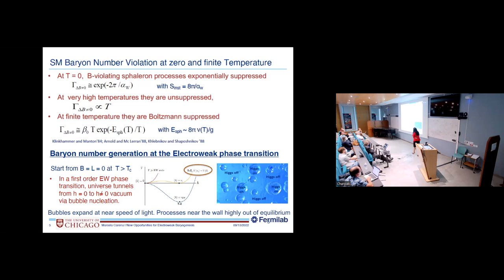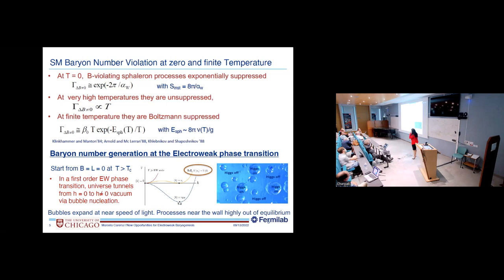Basically, this rate of baryon number violation is going to be Boltzmann suppressed by the sphaleron energy, the height of the barrier. And remember that I told you the sphaleron energy is proportional to the vacuum expectation value of the Higgs at the temperature when it turns on. Okay, basically that's what happens. Up to now we have not been very explicit, but now let's think about baryon number generation at the electroweak phase transition.